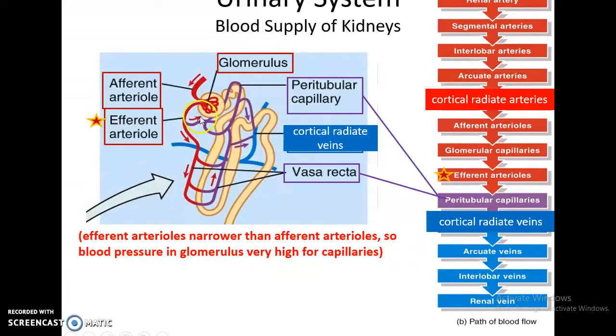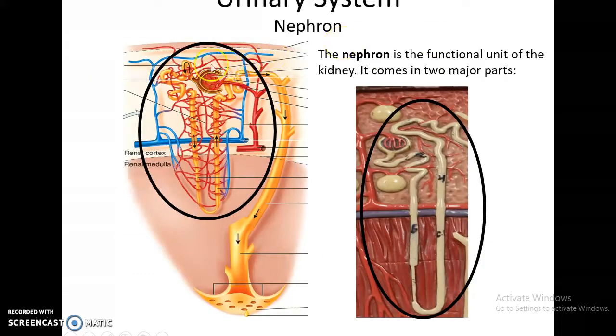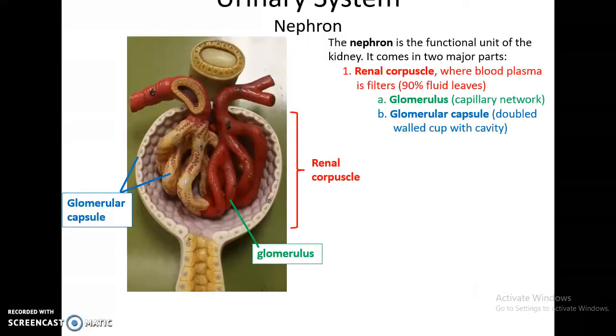Now, this structure, two capillary beds connected by an arteriole, is only found in the kidneys. This is a very special arrangement. So the nephron, as you can see here, is a series of tubes and a capsule that surrounds the glomerulus. This is the functional unit of the kidney. There are millions of nephrons per kidney.